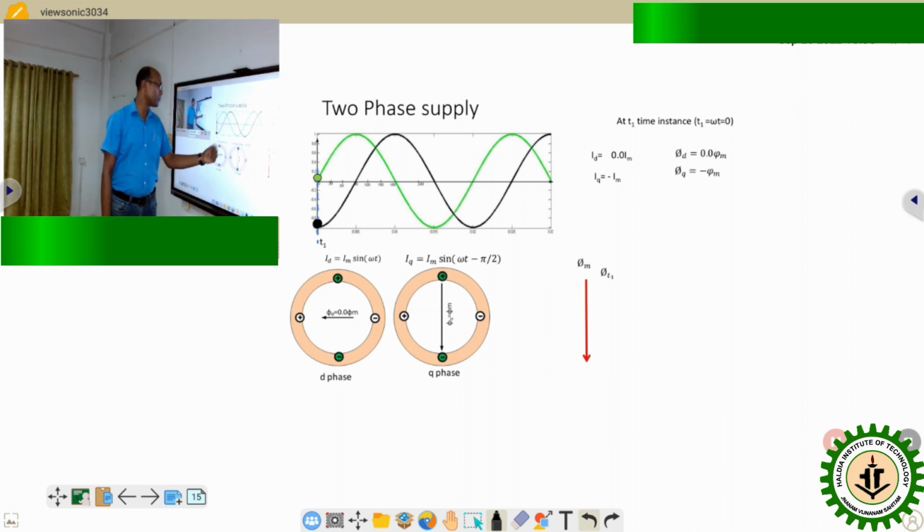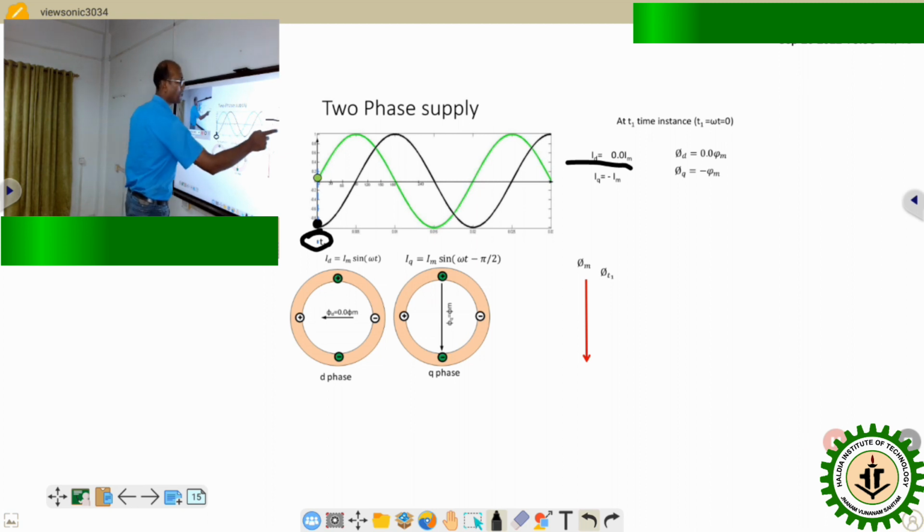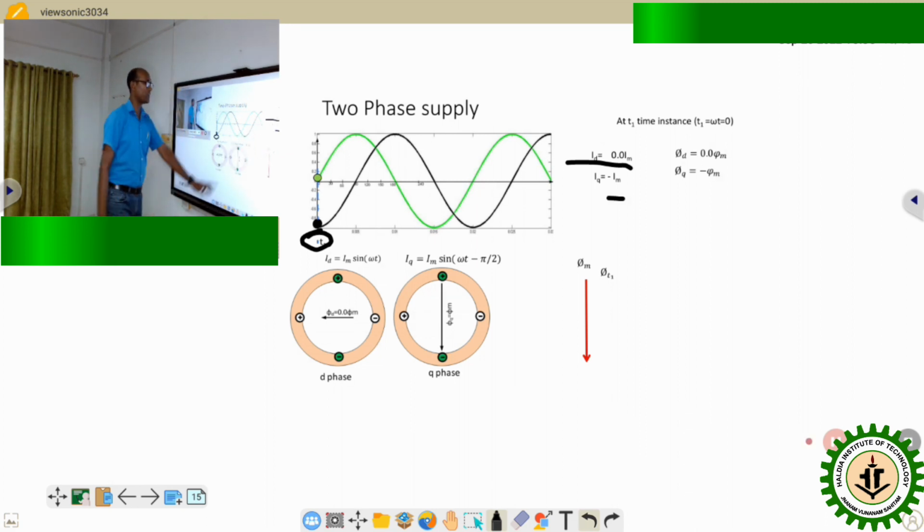Okay, now for the first case, we consider the first phase Id, that is equal to Im sin omega t, and Iq, that is equal to Im sin(omega t minus pi by 2), 90 degrees apart. So for time instant t1, putting omega t equals 0 degrees, we find the magnitude of Id will be 0, and the magnitude of Iq, with sin of minus 90, will be minus Im.